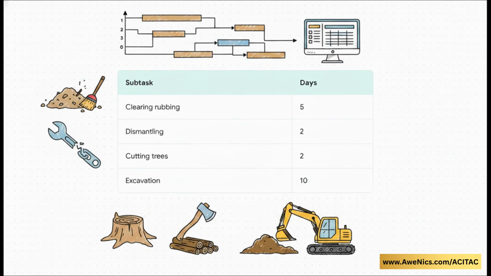So, how do we actually do it properly? Well, looking at our data for site clearance, our source allocates 5 days to clearing rubbing, 2 to dismantling, and 2 to cutting trees. For excavation, the subtasks are 10, 10, 15, and 15 days. In the duration column next to these specific lowest level subtasks, you simply type the number. That's it. You don't even need to type the word days. MS Project is smart enough that if you just type a 5, it'll automatically format it as 5 days. By doing this at the lowest level, the summary tasks above them will seamlessly calculate your overarching timeline.